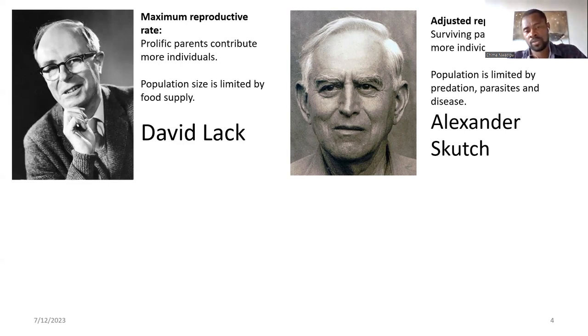Then we had some other refining ideas by Lack. He was more about some intrinsic factors like disease, and then other factors like predation that can affect an individual. So the population was not just regulated by food, but by the fact that diseases and predation and all this can actually affect the number of birds in the environment. And so survival now became an important factor to be considered when you're looking at annual reproductive rate. So this was more seen as the adjusted reproductive rate based on other factors in the environment.